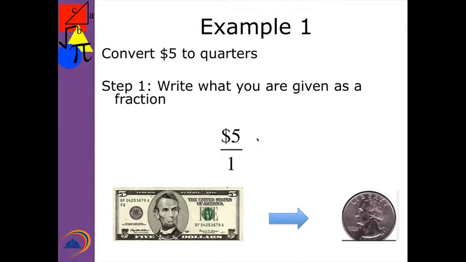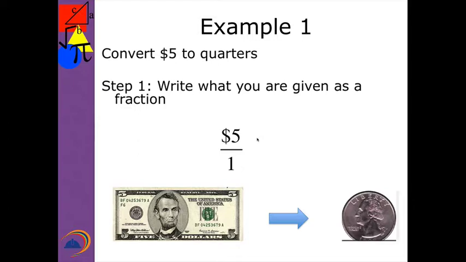All right, now here's an example we're going to do, because I know that if I ask you this question, you would know the answer already. So we just want to prove to you that the steps are going to work. So I want to convert $5 to quarters. If you need to tell your partner that you already know the answer, that's fine.